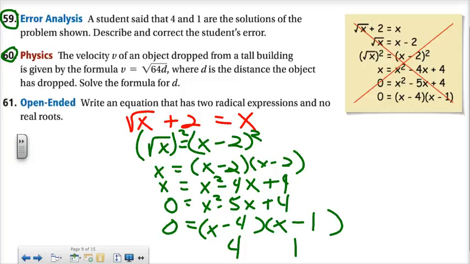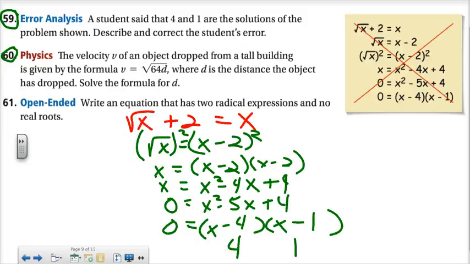So we have the exact same thing that they do. And I realize, well, it must not have been the math that they did wrong. They must not have checked their answers. So for number 59, what we have to do is plug those in and make sure that they're both going to work. I mean, that's the only thing they could possibly have done wrong because the rest of the math is good. So describe and correct the student's error this time is going to mean checking.